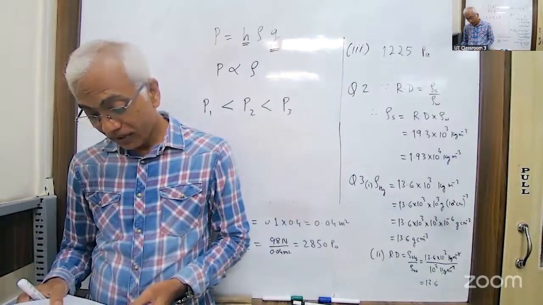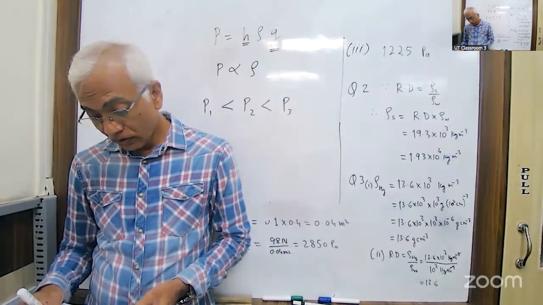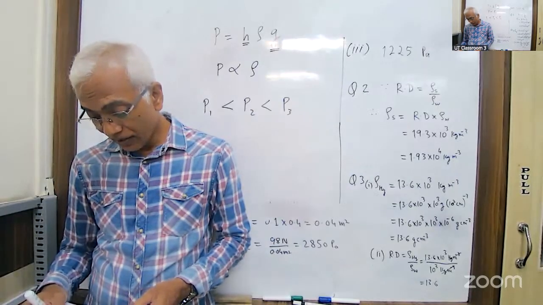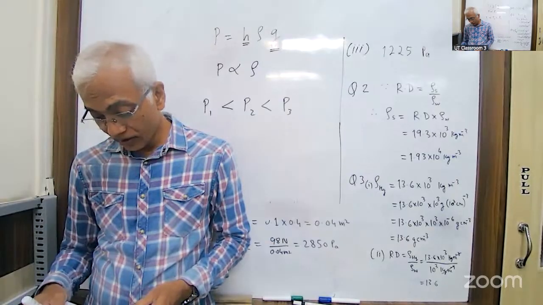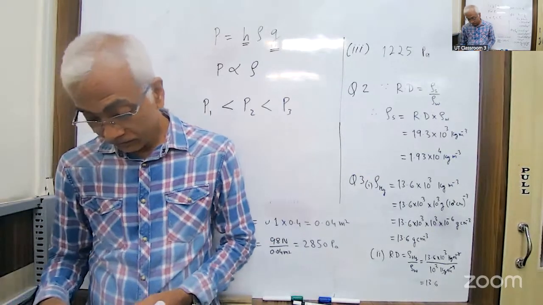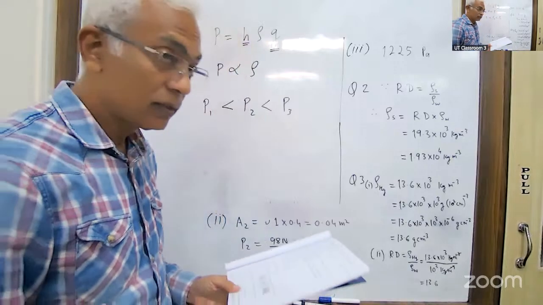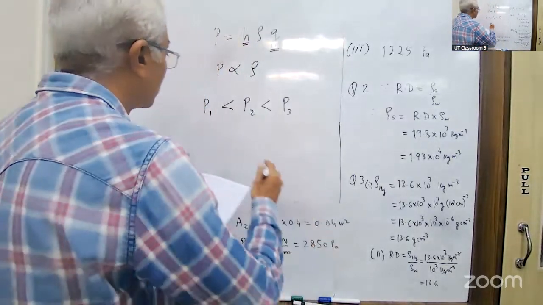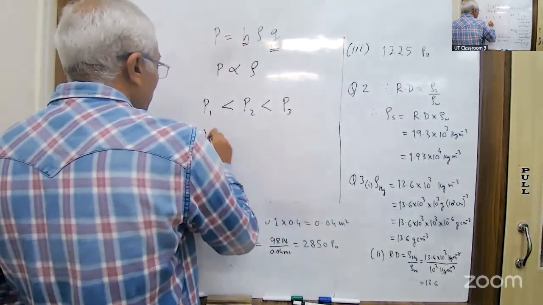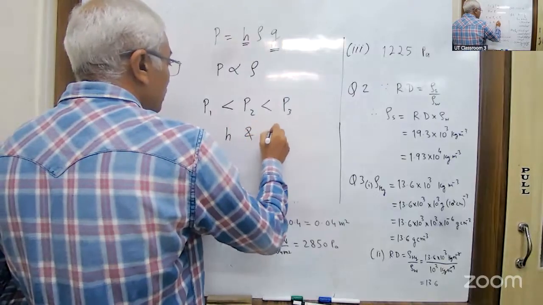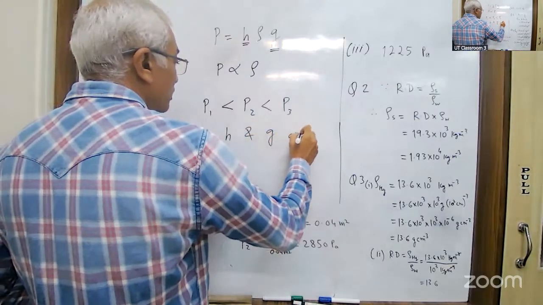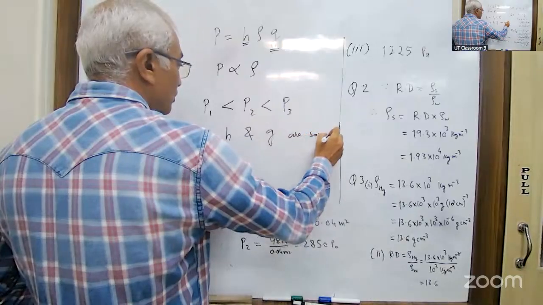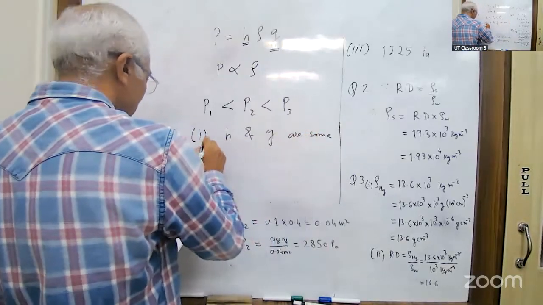Now, next. What is the answer in the first part? This and this are the same in all cases. What is the same? Height and gravity. Okay, so in the first case, h and g are the same. Second case.